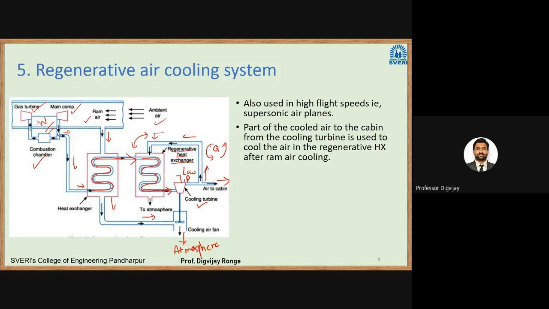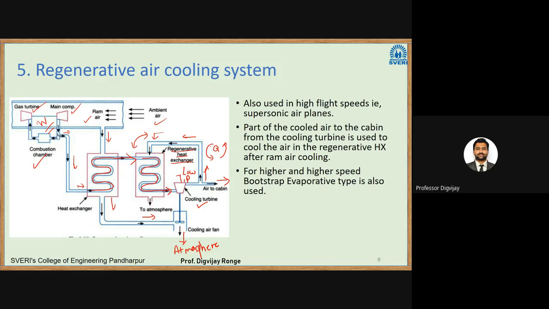Part of the cooled air going to the cabin from the cooling turbine is used to cool the air in the regenerative heat exchanger after the ram air cooling. So we have a regenerative heat exchanger where we are using low temperature, low pressure air, which was supposed to be supplied to the cabin, for the cooling purpose.